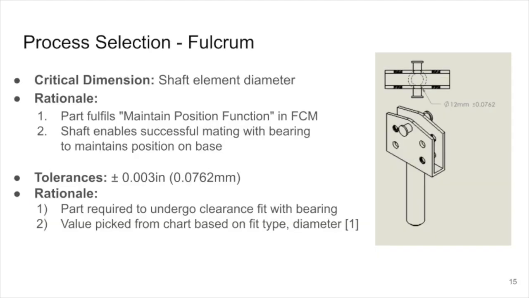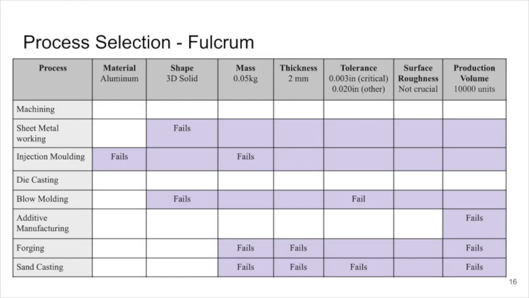We now address process selection for the components that were modified during DfM. The first of these is the fulcrum, and the critical dimension is the diameter of the shaft element. This is because according to the functional component mapping matrix, the fulcrum fulfills the maintain position function, and it does so by having the shaft mate with the bearing on the base plate to secure its position. The tolerance for the diameter of the shaft element was therefore selected in accordance with the requirements for a clearance fit. This table shows the process selection for the fulcrum.